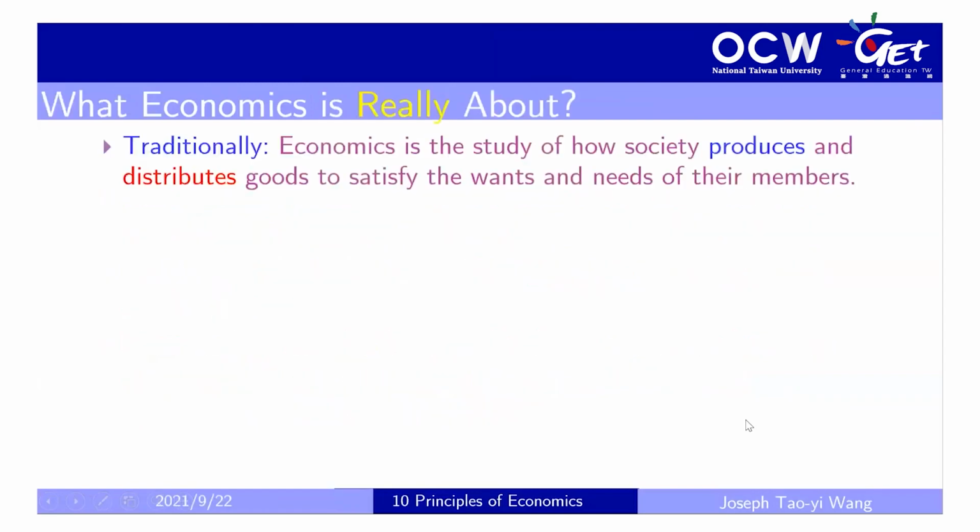So that's what economists traditionally think economics is. It's really centered on production and distribution: what to produce and how to distribute these goods to satisfy the needs and wants of people in the society. The problem with this definition is that, nowadays, a lot of things are free.